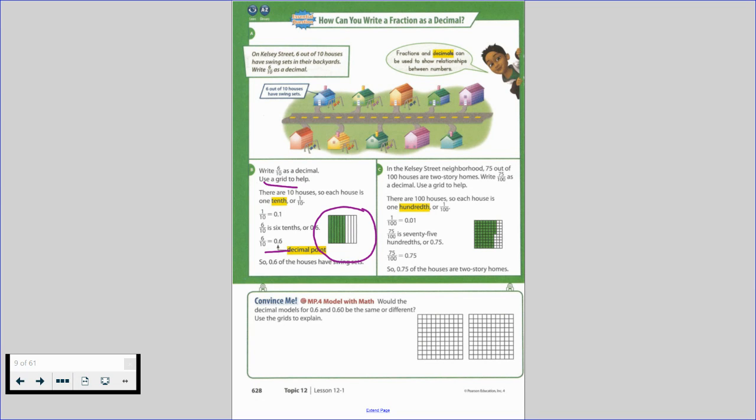Not only are we focusing on tenths, we're also studying hundredths. So for example, on Kelsey Street, 75 out of 100 of the houses are two-story homes. So that's 75 hundredths. You can write that as a fraction, 75 out of 100, or we can also write that as a decimal, and it would look something like this. Not all of the houses, so we put a 0 in the whole number place. And then 75 hundredths, so we write a 7 in the tenths place and 5 in the hundredths place. You will see diagrams looking like this being used to represent the hundredths.